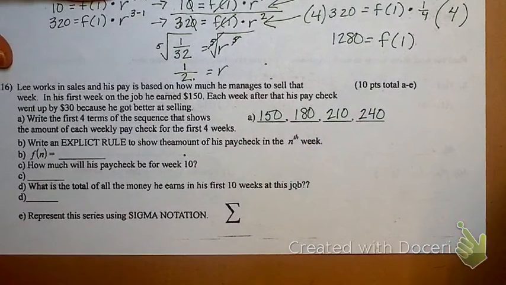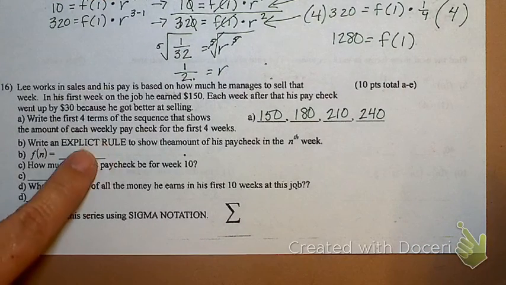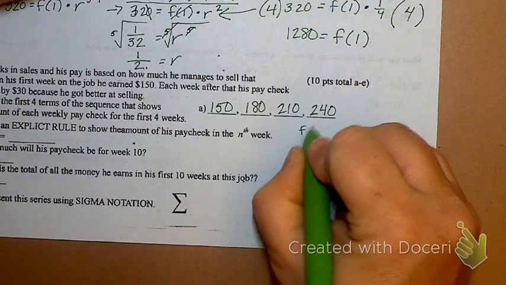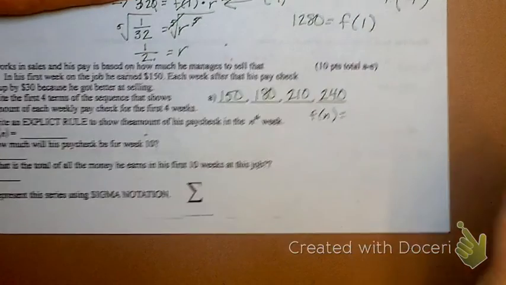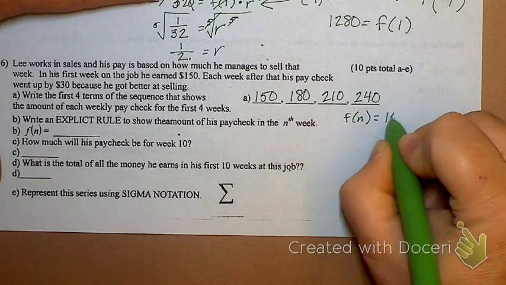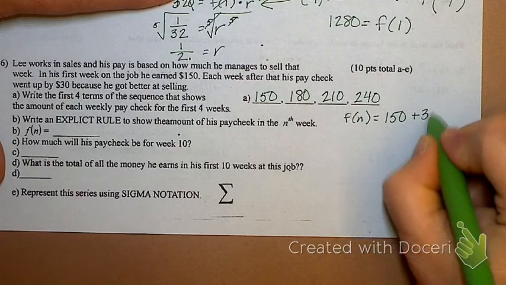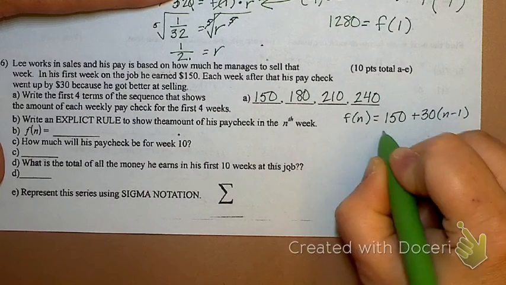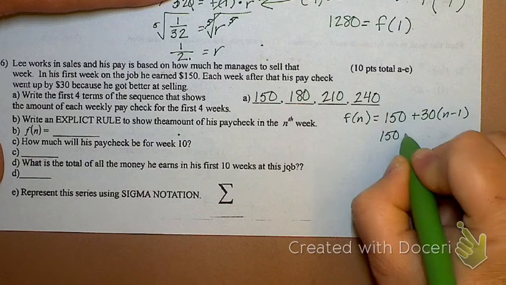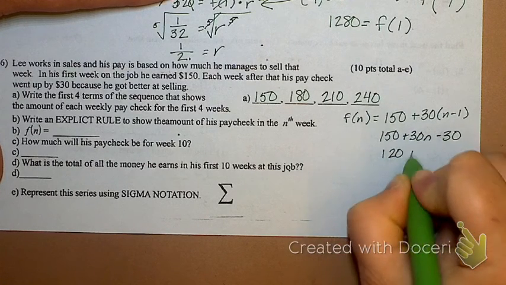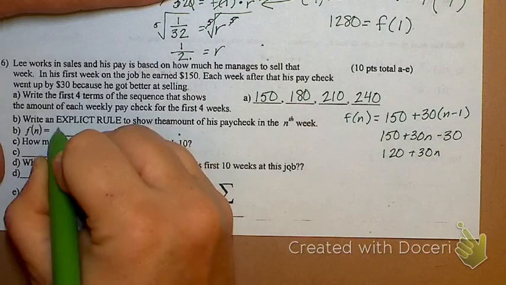That's easy, isn't it? Is this arithmetic or geometric? Arithmetic. So I need to write an explicit rule. That means I'm using this formula, right? Arithmetic. So f of n is going to equal the first term. What is the first term? Plus, what's my d value? Times n minus 1, and we have to simplify. Plus 30n minus 30. That's going to be 120 plus 30n. That's what I need to see here.